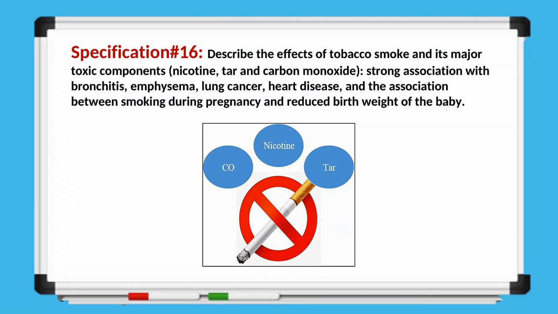Next, we move on to specification number 16, which asks us to describe the effects of tobacco smoke and its major toxic components, nicotine, tar, and carbon monoxide. In this section, we will examine how these substances affect the body, their link to diseases such as bronchitis, emphysema, lung cancer, and heart disease, as well as the effects of smoking during pregnancy, including reduced birth weight in babies.